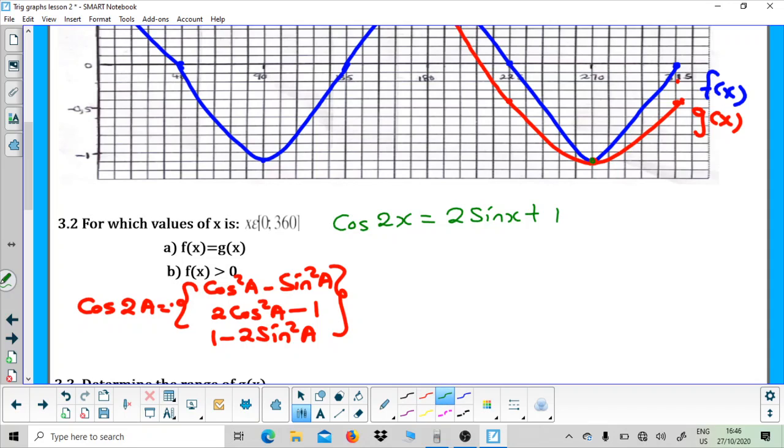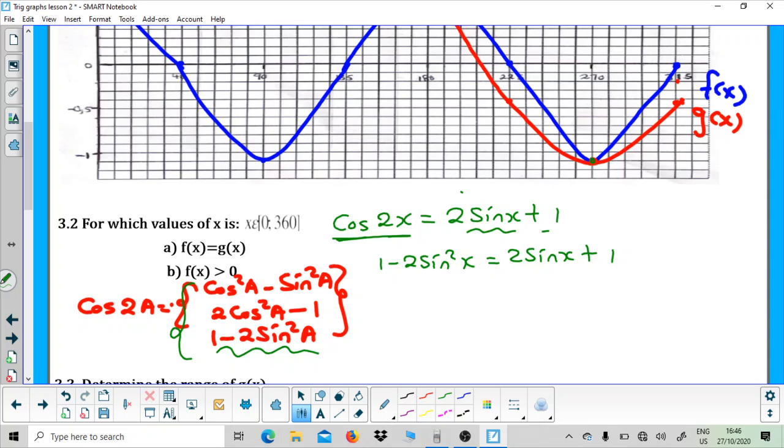In the situation we find ourselves in, we can see cos 2x, the double angle, is surrounded by sine and numbers. So you take the expansion that has got sine and numbers only, not cosine. So definitely you're going to change that one to 1 minus 2 sine squared x, and then you say that is equal to 2 sine x plus 1, like this.